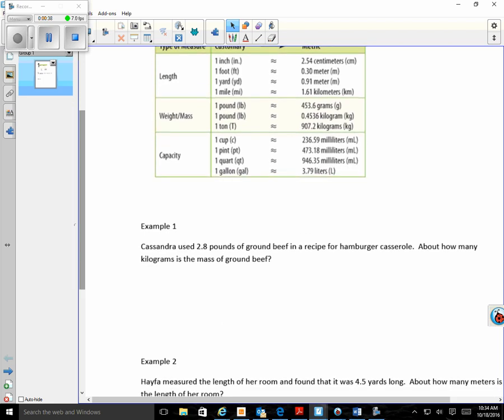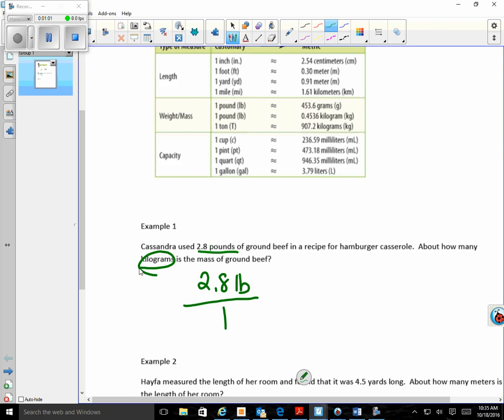So let's look at number 1. It says Cassandra used 2.8 pounds of ground beef in a recipe for a hamburger casserole. About how many kilograms is the mass of the ground beef? So I know I'm going to kilograms and I'm starting in pounds. Whatever I'm starting in, I always set that up first. So 2.8 pounds, and you need to write the labels over 1, because that is what we start with.